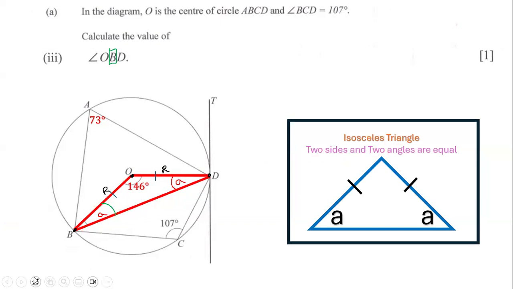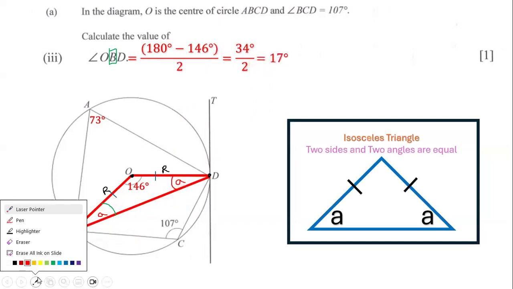Now, what do we know about the sum of the angles in a triangle? Angles in a triangle add up to 180 degrees. So we're going to take 146 and subtract it from 180, and when we subtract that, we get 34. But then we're going to divide it by 2, because we have to share 34 equally into two parts. 34 divided by 2 is 17.